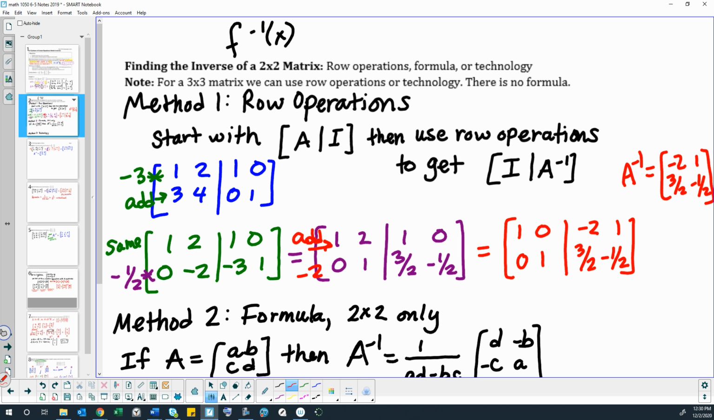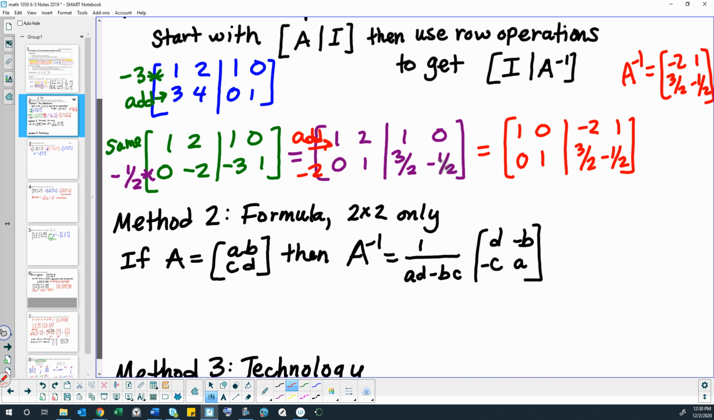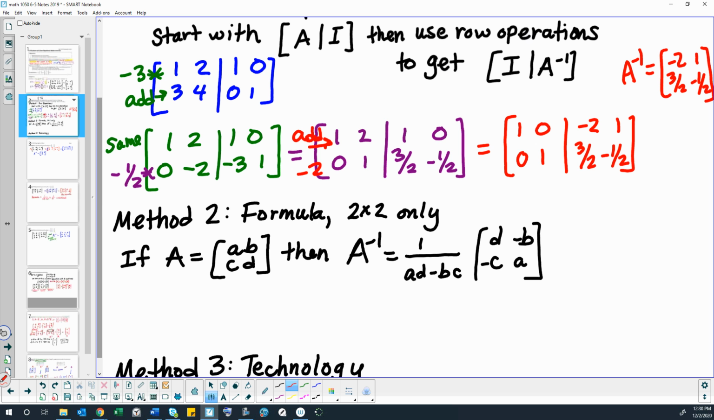Now, if you look back at the problem we just looked at, example 1, that is matrix B, which we just proved is the inverse. Perfect. Okay. So method 2 is just using this weird little formula thing. It only works for 2x2s. Formula, 2x2s only. Let's go ahead. It won't take us very long.